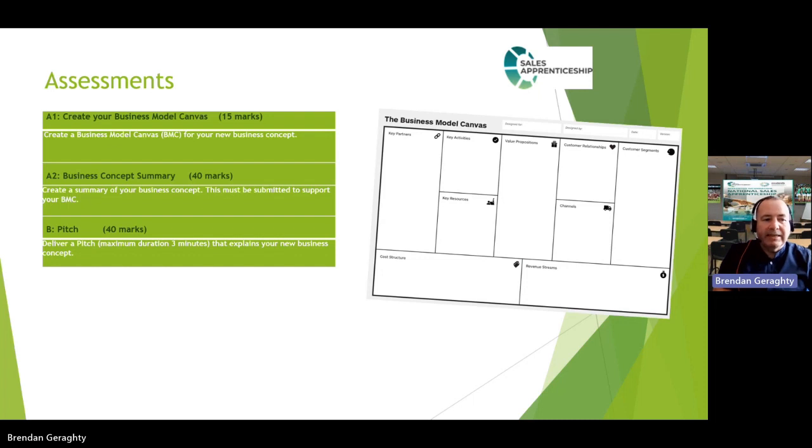The second part of the assessment leads on from section 1, where we ask the apprentice to create a summary of the business concept. And this must be submitted to support the business model canvas. The final part then is they have to deliver a pitch or a summary to explain what their new business model concept is. This will be done in the final class. They will make a 3-minute presentation followed by 2 minutes of questions and answers.